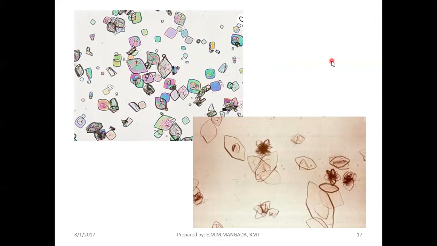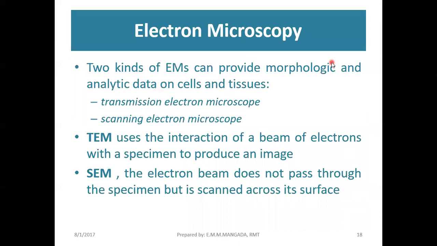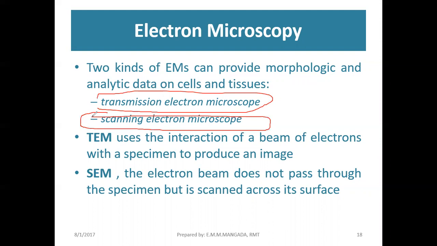Okay, so yeah. This time let's move on to the electron microscopy. For the electron microscope, we actually have two types. We have what we call your transmission electron microscope and your scanning electron microscope. So guys, what do you think is the difference between the two?